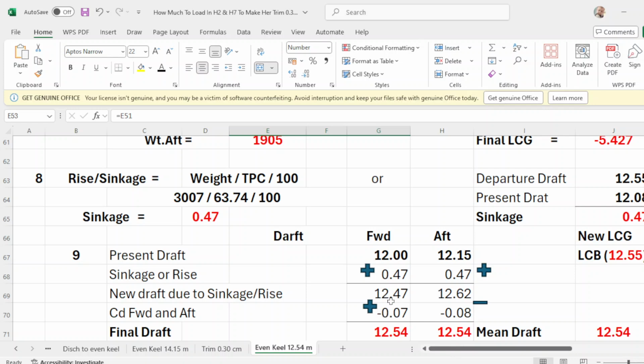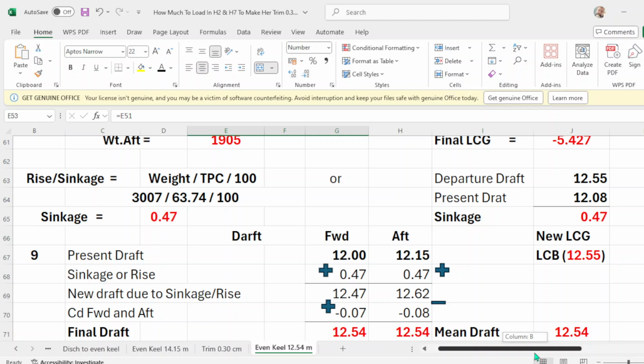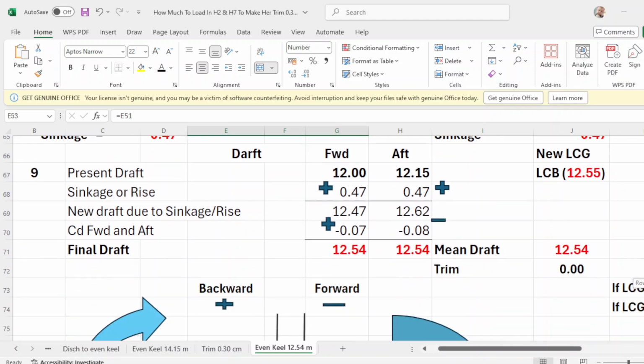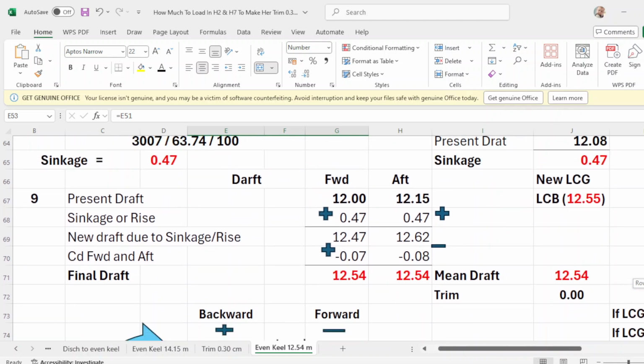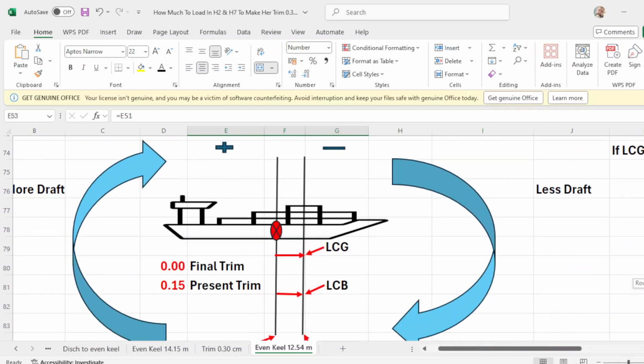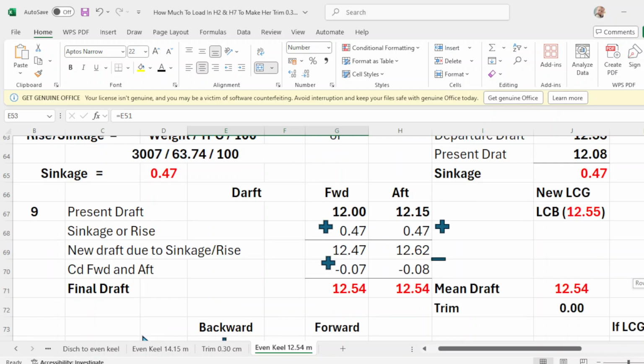You add this one, so that your departure drop forward will be 12.54, and this one you deduct or minus, and your aft drop will be 12.54. That will be even keel, no trim, okay?